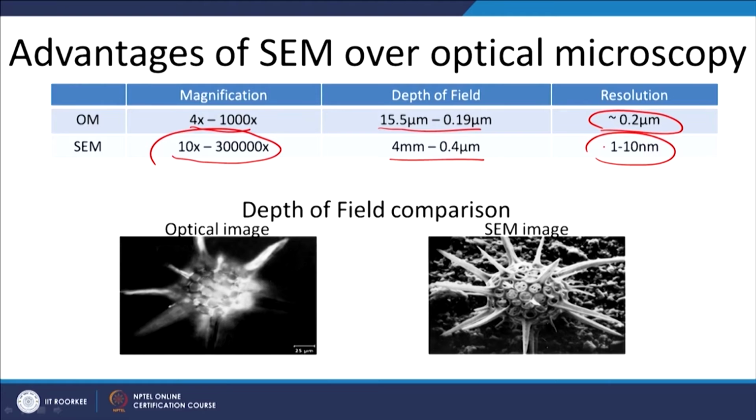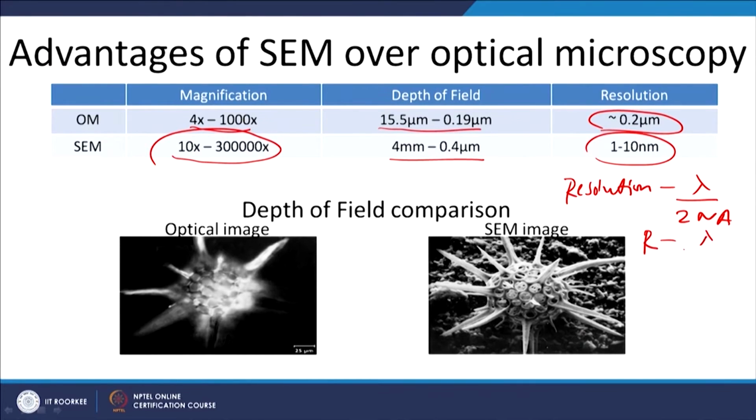So, the resolution of any optical microscope, if I write it, is lambda divided by 2 into numerical aperture, where lambda is the wavelength of incident light. Now, even if I use a very best quality lens, the numerical aperture, let us say, we get 1.5. So, that means the resolution R is lambda over 2 into 1.5, or R is equal to lambda by 3. So, what is resolution?